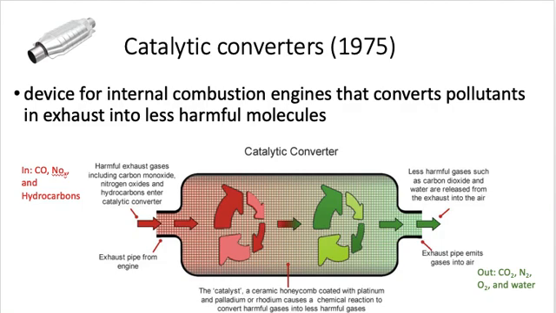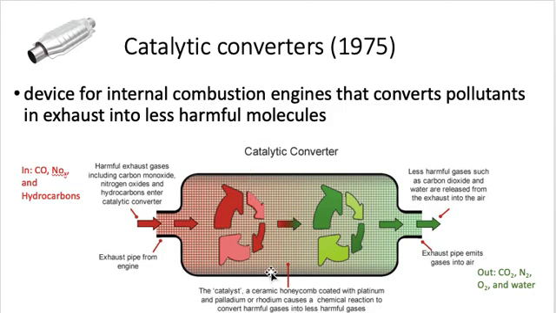Another really important thing is a catalytic converter. This started in about 1975, and it's a device that we use for internal combustion engines, most of our cars, that converts pollutants in the exhaust into less harmful molecules. So typically, what are we thinking of when we talk about harmful molecules that enter? We're talking about carbon dioxide, we're talking about our NOxes and our hydrocarbons. These are harmful exhaust gases that would enter this catalytic converter.